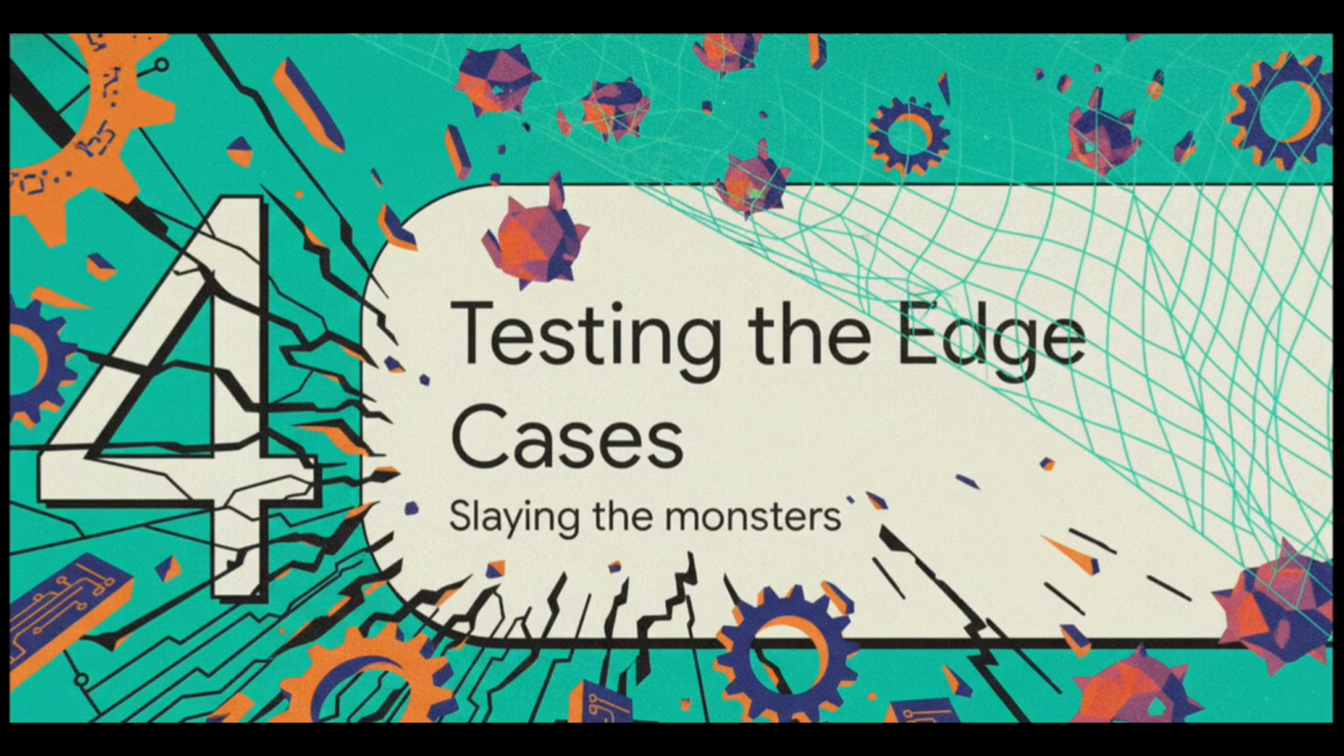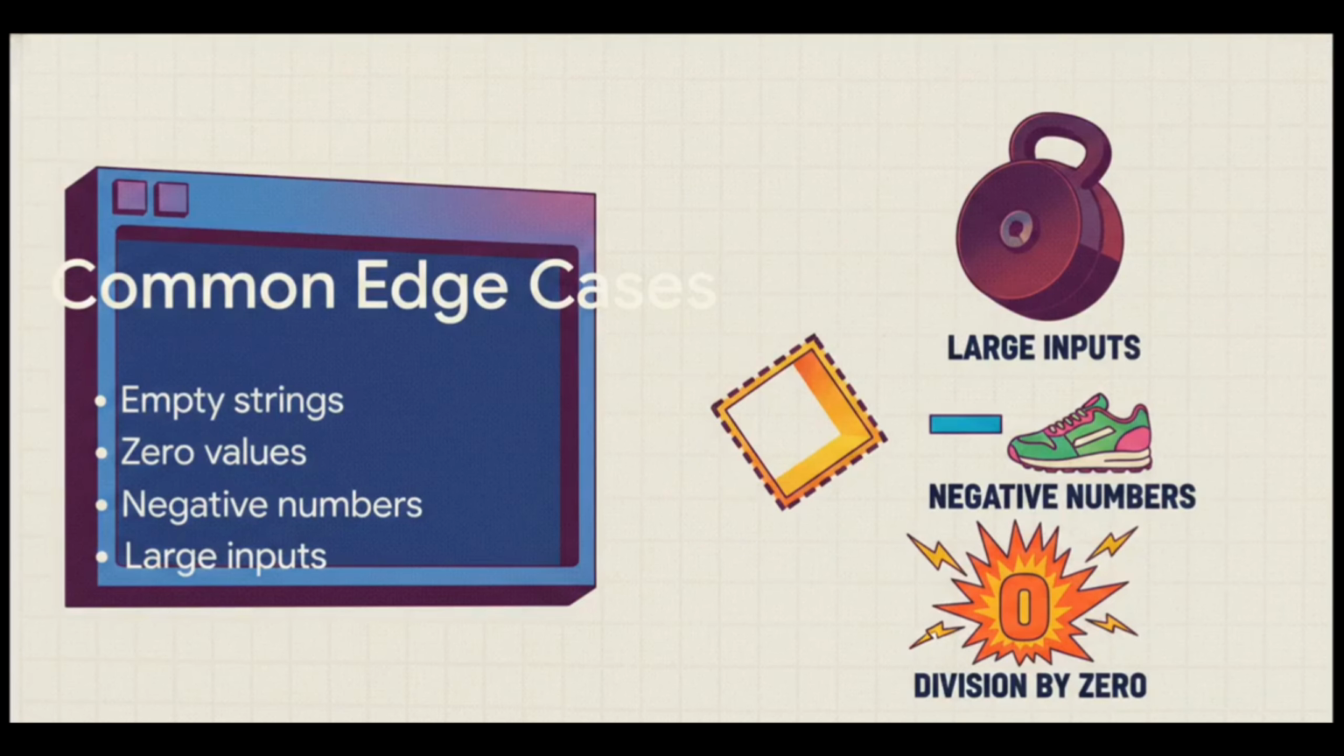Let's dive into Section 4, testing the edge cases, or as I like to call it, slaying the monsters. So, a super common mistake beginners make is only testing the normal, happy path inputs, the stuff you actually expect users to type. But you absolutely must test the unusual suspects. We're talking empty strings, zero values, negative numbers, and just massively large inputs.